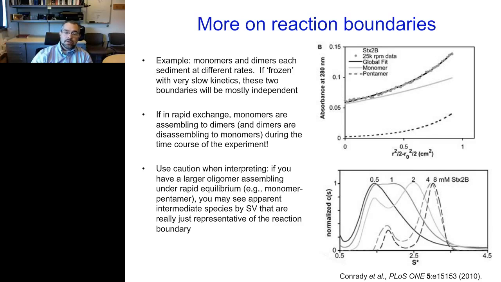But if we look at the bottom here by velocity, it looks like we have all these intermediate peaks that someone who's new to the game might say, oh, we have dimers and we have trimers and we have tetramers. Well, probably not. It's probably just monomer going to pentamer, but it's in fast exchange, and so it looks like you have these intermediate species. Keep that in mind, because that will come into play in a few slides as this caveat.